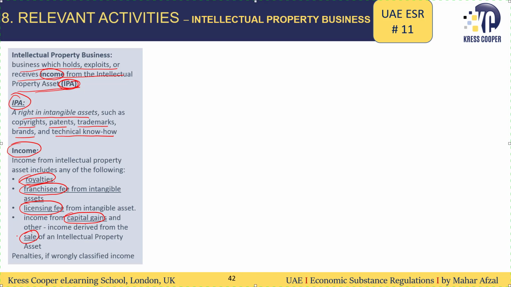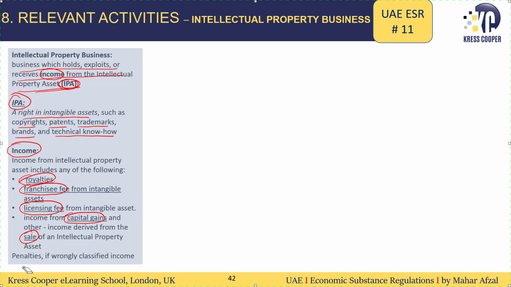So if the licensee is earning any separately identifiable income from the intellectual property asset, classification of the income in the books of account is very important. Royalties are required to be considered as royalties. Franchisee fee is required to be considered as a franchisee fee.